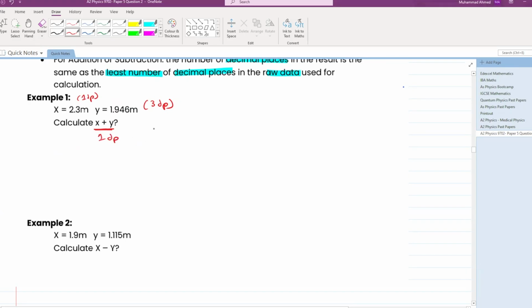Let's calculate x plus y. 2.3 plus 1.946. This comes out to be 4.246 meters. Now, if you analyze, this is incorrect because how many decimal places do we have? 3. We have to give our answer till the least number of decimal places, that is 1 decimal place. The correct answer will be 4.2 meters till 1 decimal place. Simple as that. Let's try out another example.